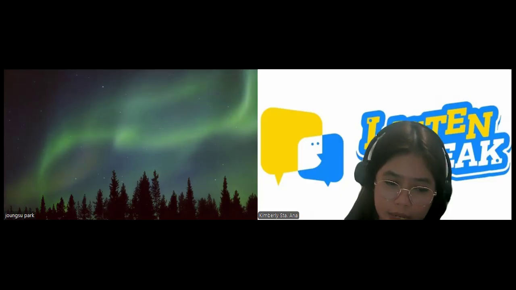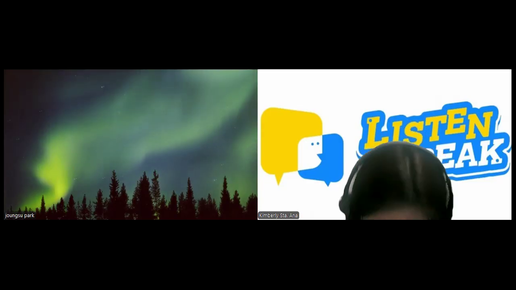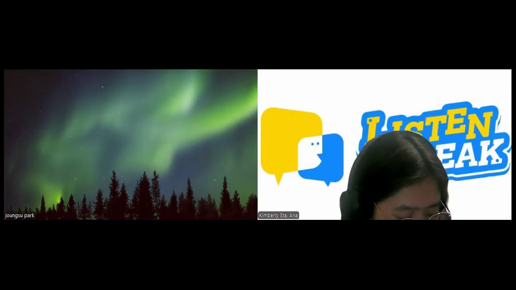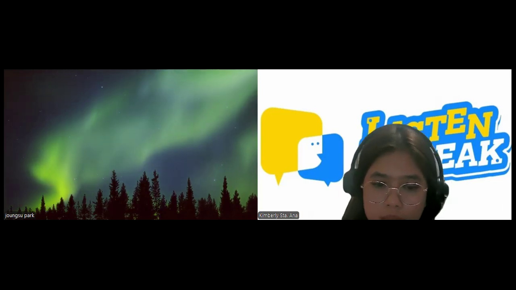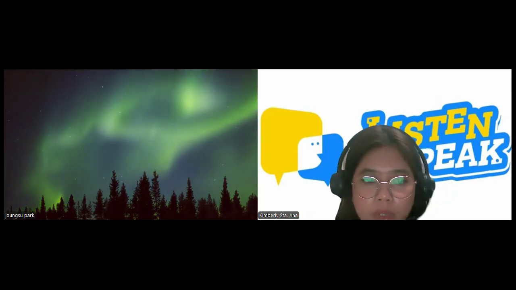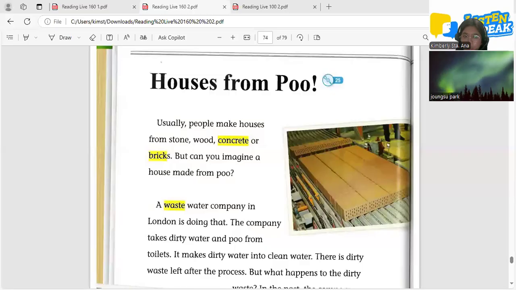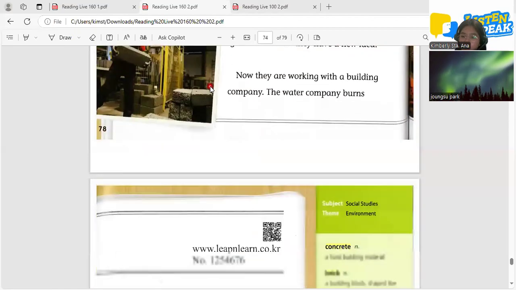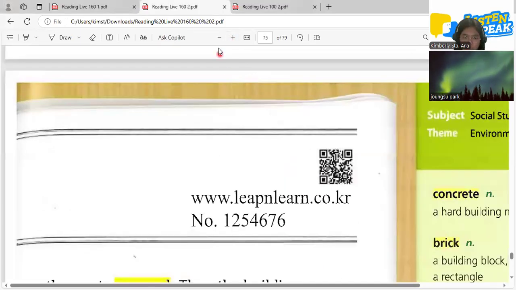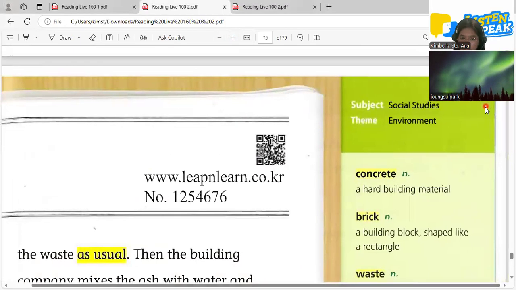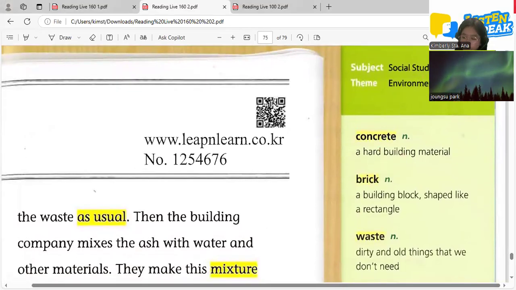Yes. Okay, so let me share your book. Remember to listen carefully, okay? Last time, we already started reading this story. We read something about houses from who. Now, we'll have a quick review about our words last week. So let's focus on the words here on the right side.